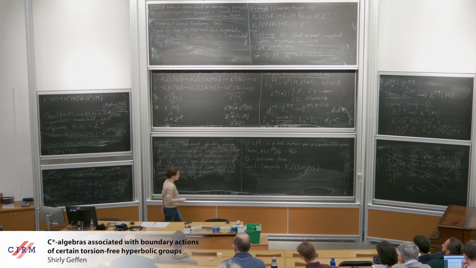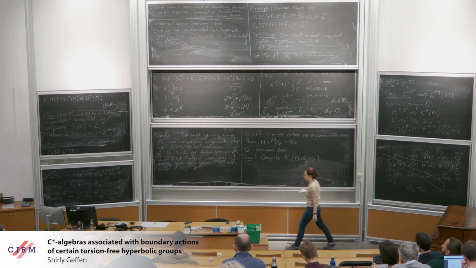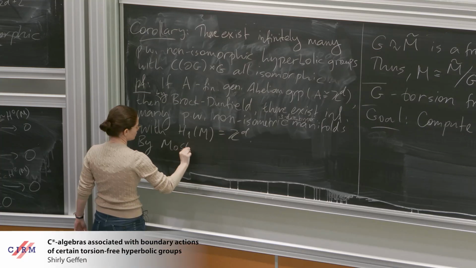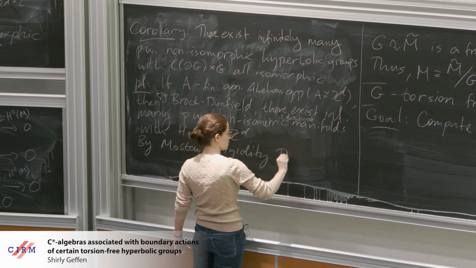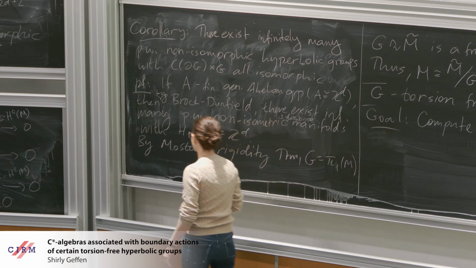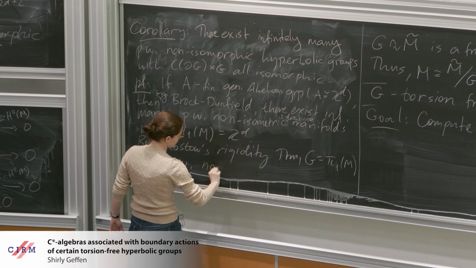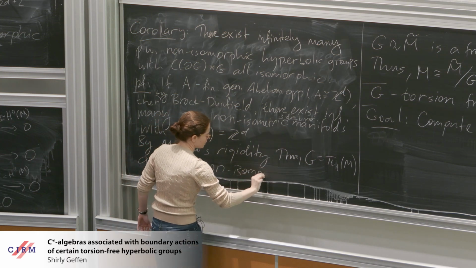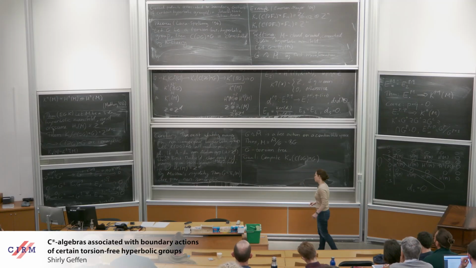And now it still could be that the groups that we associate to them, namely the fundamental groups, coincide, but now comes Mostow's rigidity theorem that applies in this case. So by Mostow rigidity theorem, the hyperbolic groups that come as the fundamental groups are pairwise non-isomorphic. So now we apply the result in order to get such groups.